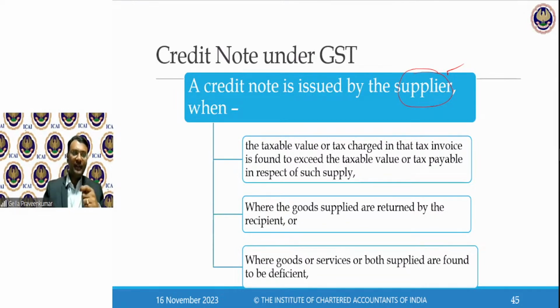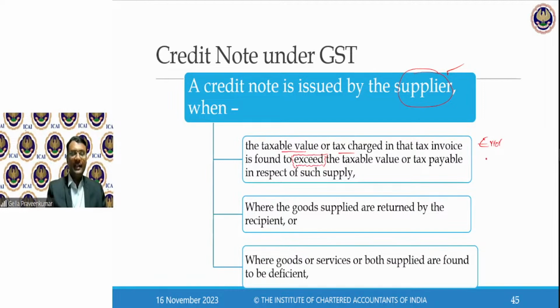Where to agree with the terms and conditions, where not to agree with the terms and conditions. Why do I issue a credit note? Where the taxable value or tax in the tax invoice is found to exceed, I found that there was an excess charge of taxable value, an excess charge of tax. The taxable value or tax payable in respect of such supply. So there was an error, could be a clerical error or any other reason.